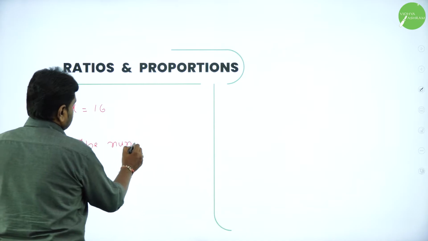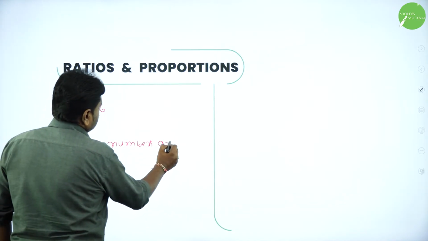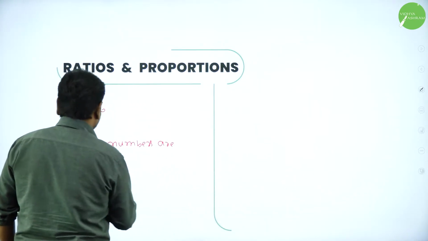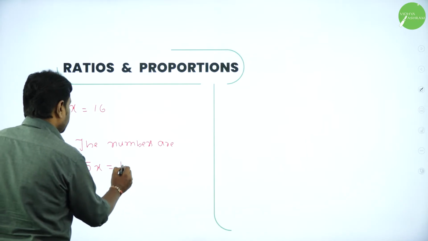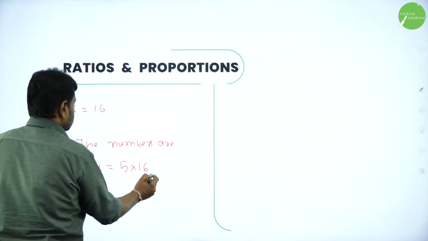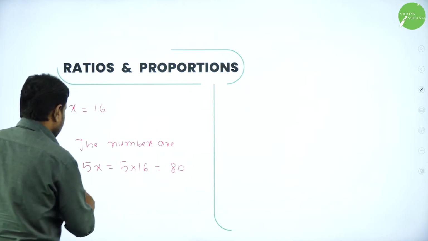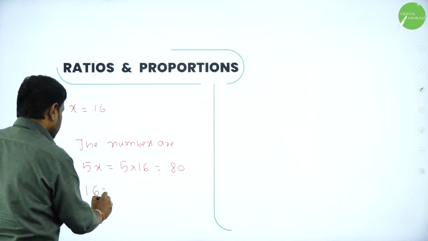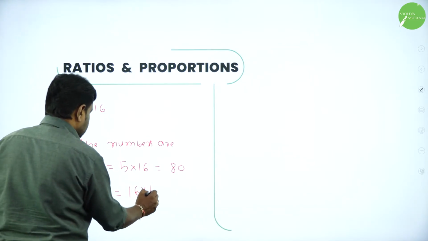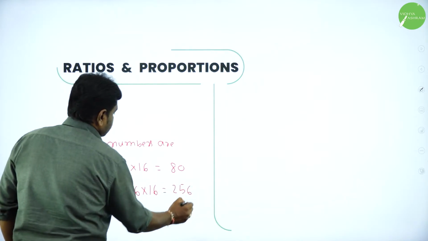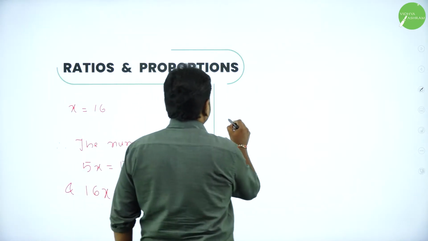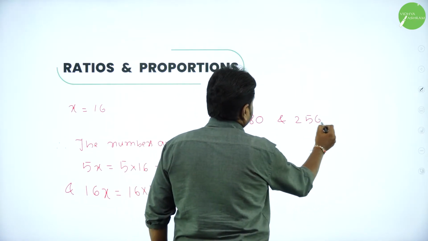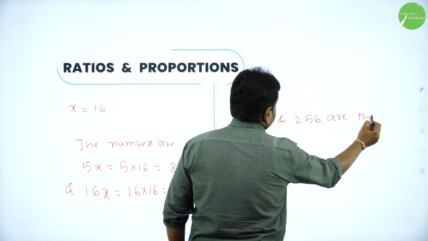So therefore, what are the numbers? The numbers are what we assumed: 5x and 16x. 5x means 5 into, what is the x value you got? 16. So 16 fives are 80. 80 is one number. And the other number is 16x. 16x means 16 into 16. 16 sixteens are 256. So you got the answer. Therefore 80 and 256 are the numbers.